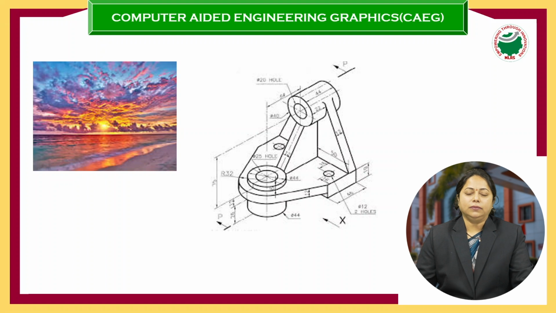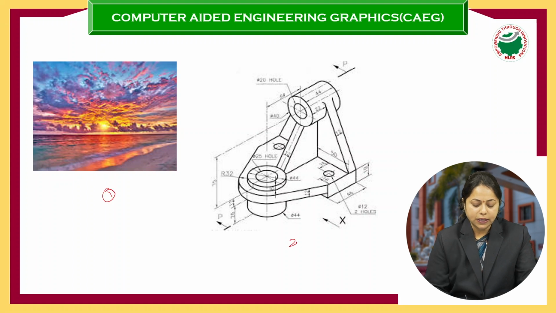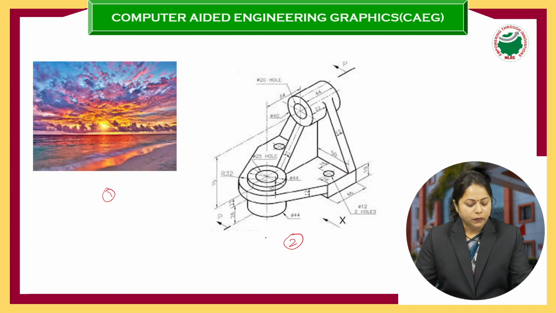What is drawing? From kindergarten, everybody is used to this subject. Drawing is a pictorial representation of an object, isn't it? Look at the slide. We have two images here, image number 1 and image number 2. What would be the basic difference between these two images? The first image is all about a sunrise or a sunset, and there is not much clarity in that. Moving on to the next image, there is a detailed description of some engineering item.